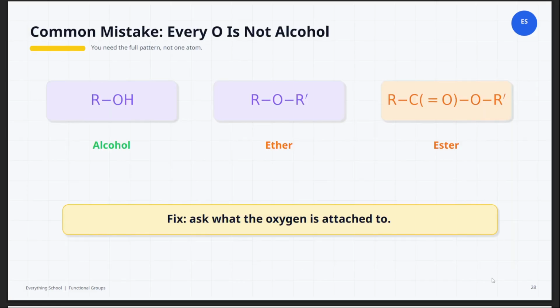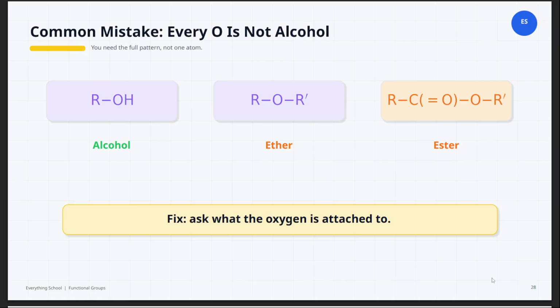This is one of the biggest beginner mistakes, thinking every oxygen-containing group is an alcohol. An alcohol needs an oxygen-hydrogen group attached to carbon. An ether has oxygen between 2 carbon groups. An ester has a carbonyl next to an oxygen bonded to another carbon group.